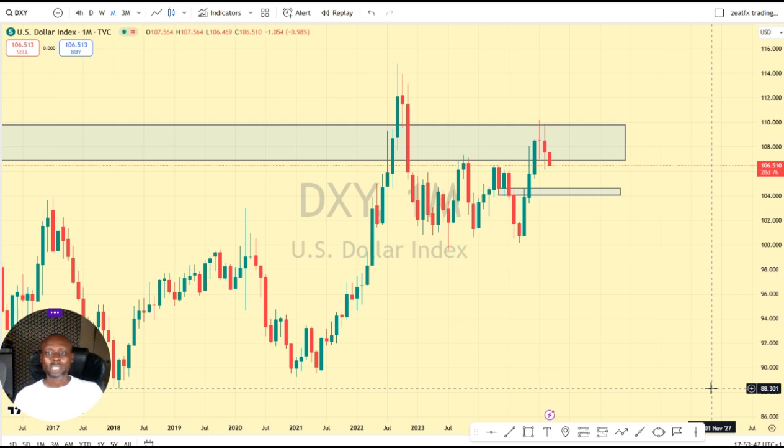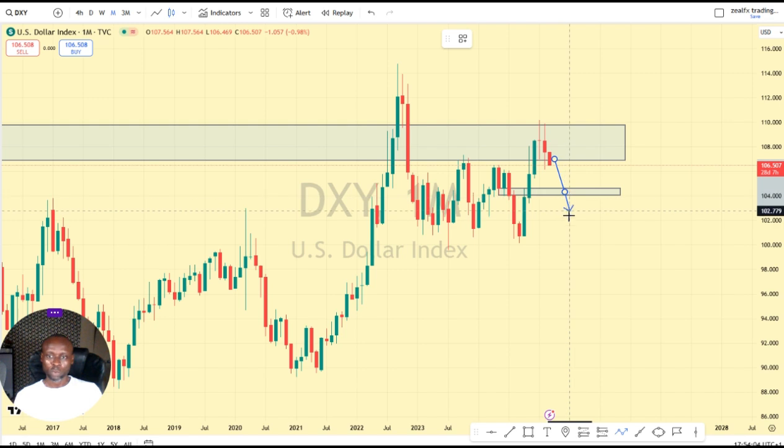Dollar index on the monthly chart closed on a resistance level. So long as the dollar index on the monthly chart closed on a resistance level, we expect price to move to our next support level on the monthly chart, which is this support level. So a break of this support level, expect price to push lower.